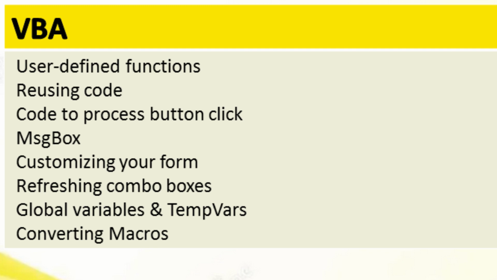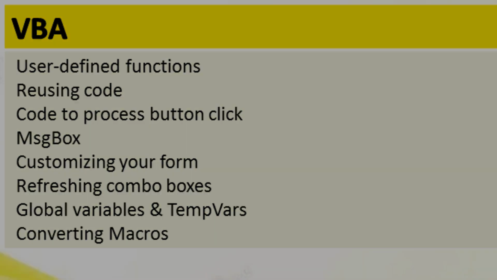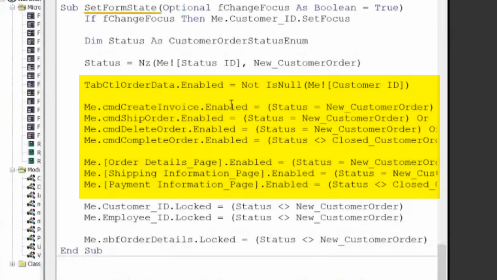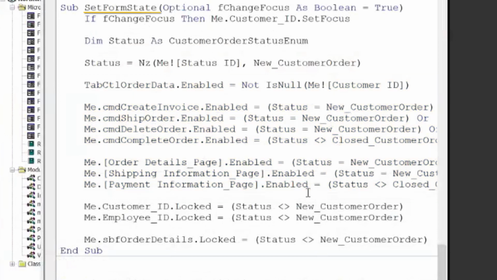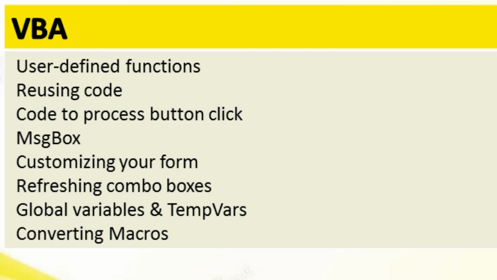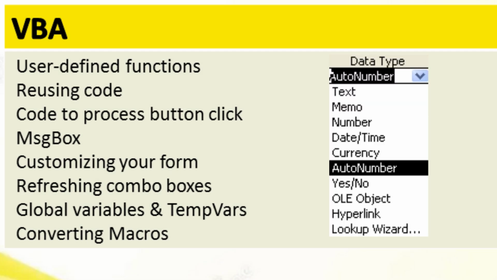In that, we just looked at the SetFormState, and the SetFormState actually enabled specific controls depending on certain criteria, and it locked certain controls depending upon certain criteria. So that's one example of customizing your form, and depending upon what the criteria was at certain times, your form will actually operate differently. You can also use it to refresh combo boxes.